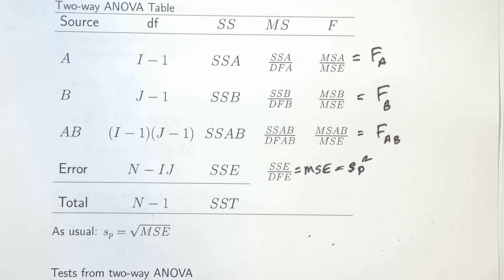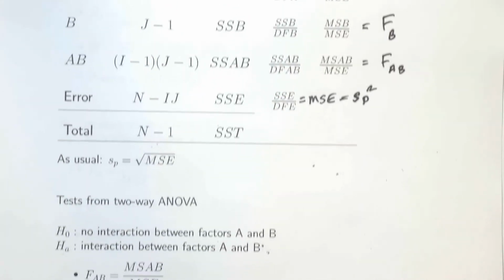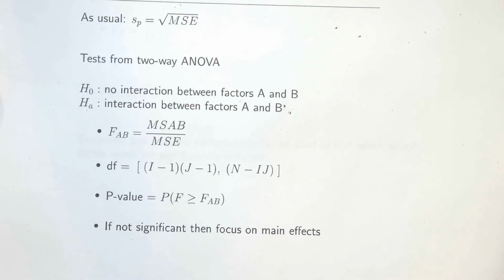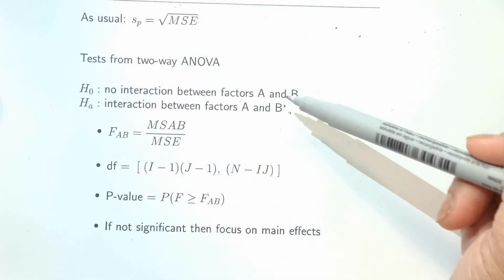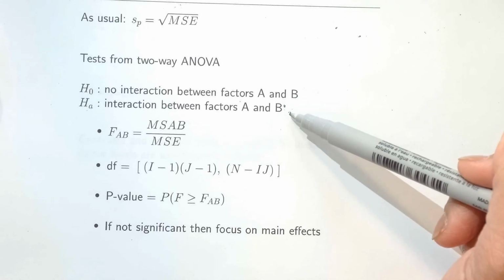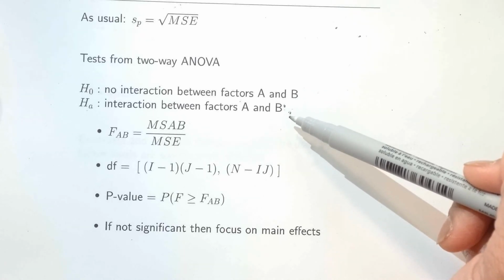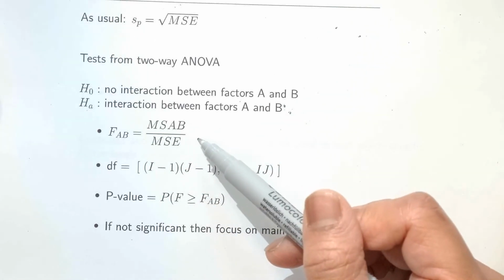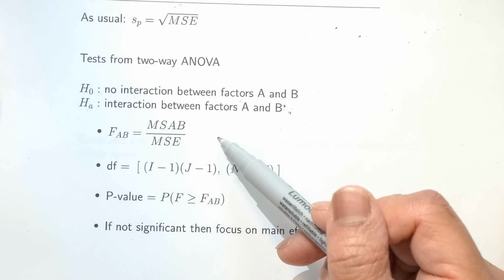Okay, so there are a few different tests that we can do with these two-way ANOVA tables. Remember, we said we could test for main effects and interactions. Usually the first test we do is looking for the interactions. So the null hypothesis is that there's no interaction between factors A and B against the alternative that there is an interaction between those two factors. We use our F sub AB to be our test statistic.